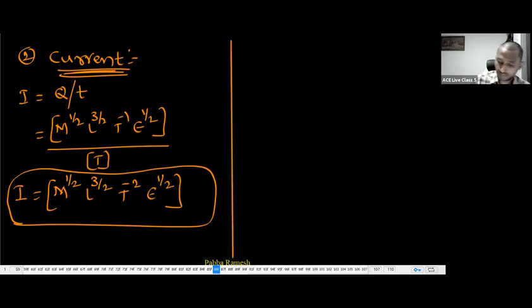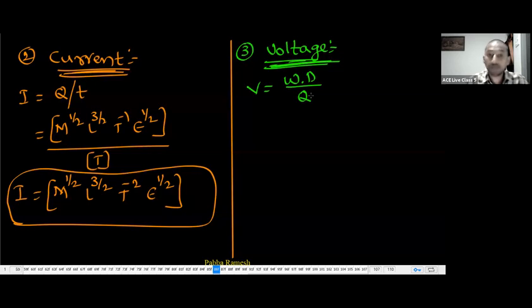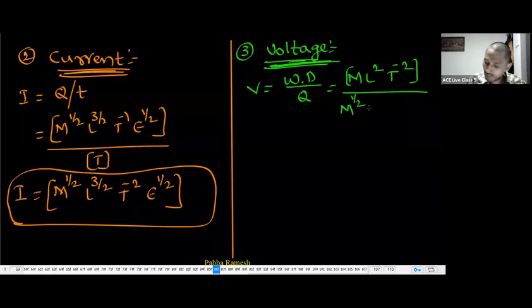Okay, right. Third one. What is the third one? Voltage. Sir, what is the voltage dimension or voltage formula? I think everyone knows that V is equal to work done per charge. What is work done? M L square T minus 2, divided by charge, which is M power 1 by 2, L power 3 by 2, T minus 1, epsilon 1 by 2. We can say epsilon power 1 by 2 as you wish. Clear?